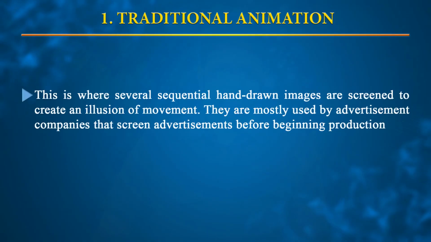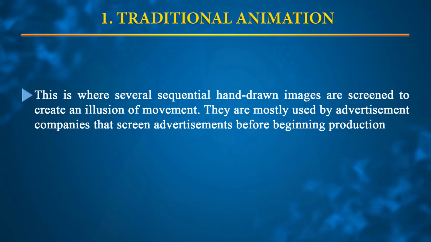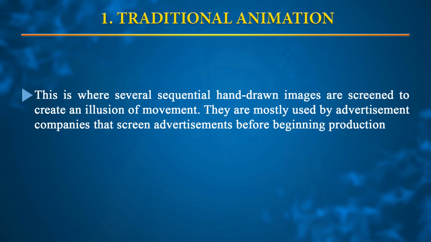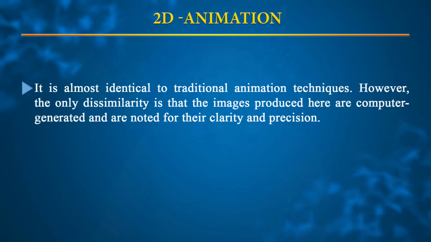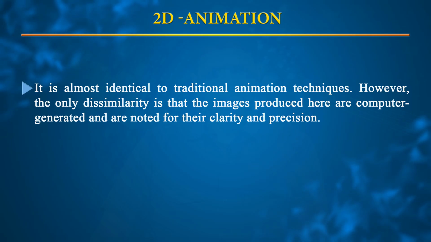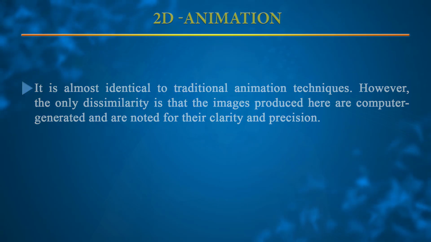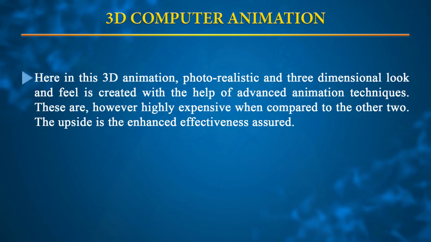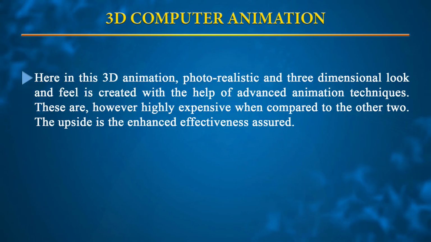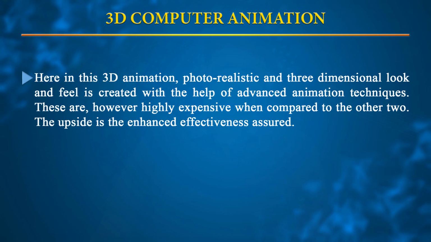So traditional animation is where several sequential hand-drawn images are screened to create an illusion of movement. They are mostly used by advertisement companies that screen advertisements before beginning production. 2D animation is almost identical to traditional animation techniques. However, the only dissimilarity is that the images produced here are computer generated and are noted for their clarity and precision. And when we talk about 3D computer animation, in this 3D animation a photorealistic and three-dimensional look and feel is created with the help of advanced animation techniques. These are, however, highly expensive when compared to the other two.